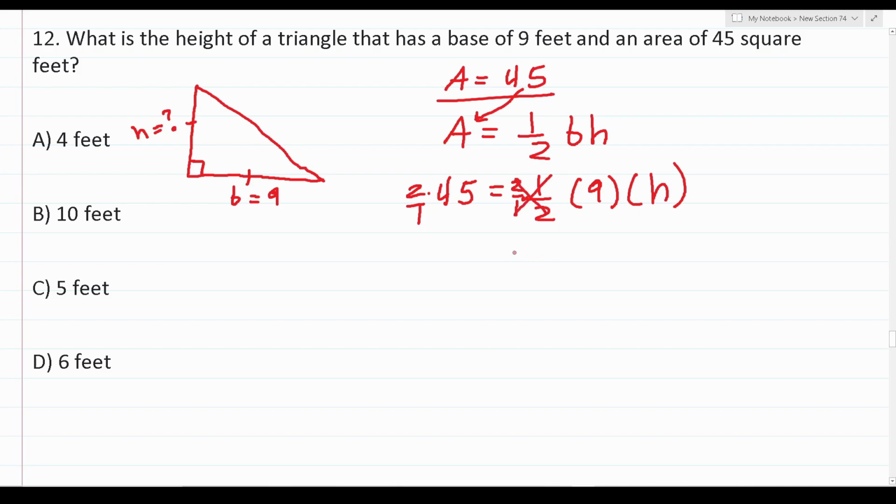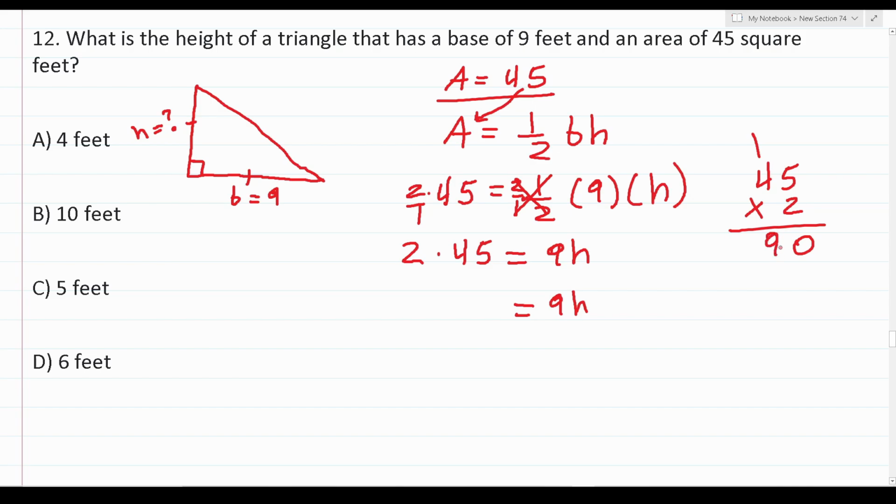This will cross out here and here, just leaving you with 9h. And 2 over 1 is the same as just 2. Again, this is 2 divided by 1. 2 divided by 1 is 2. So this is really 2 times 45. Well, what is 2 times 45? You should know that's 90, but that said, if you really needed to, you could work it off to the side. 45 times 2. 5 times 2 is 10, so we're going to drop down a 0 and carry a 1. 4 times 2 is 8, plus 1 is 9. So this is 90 equals 9h.